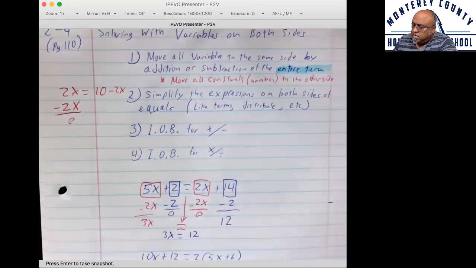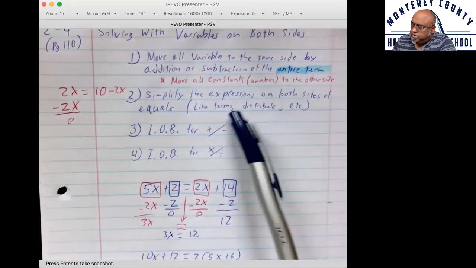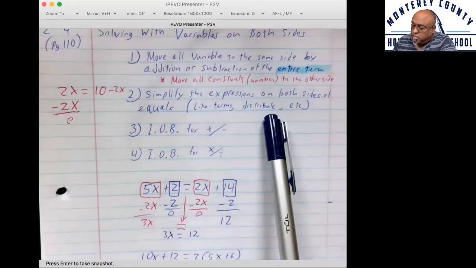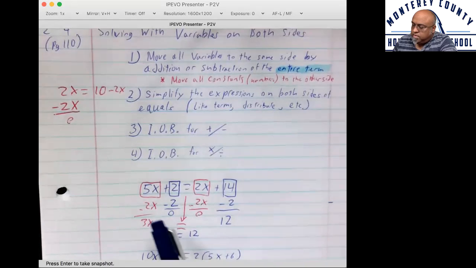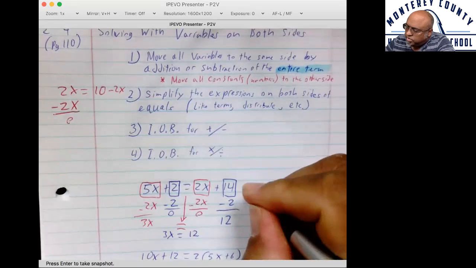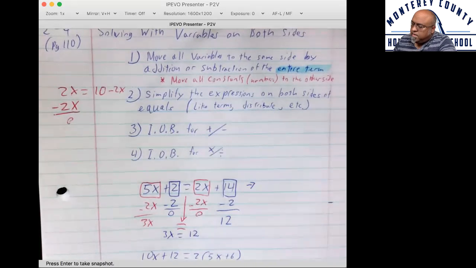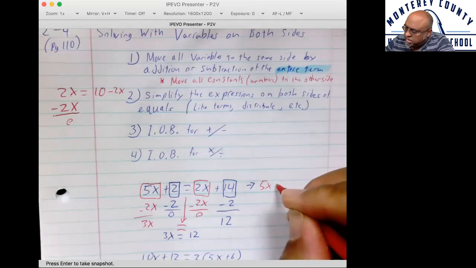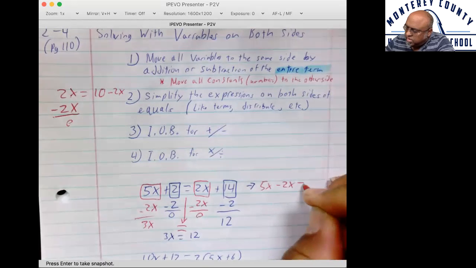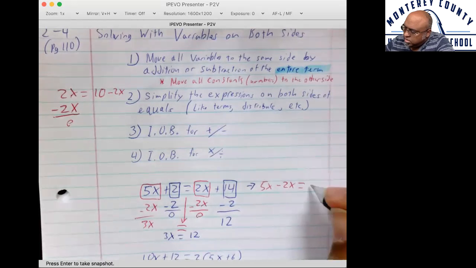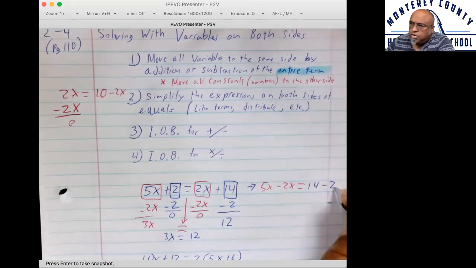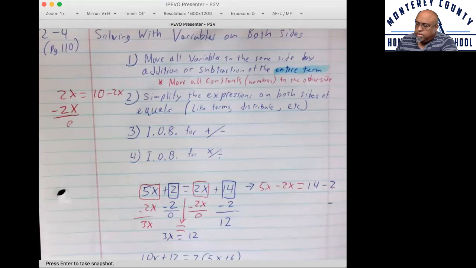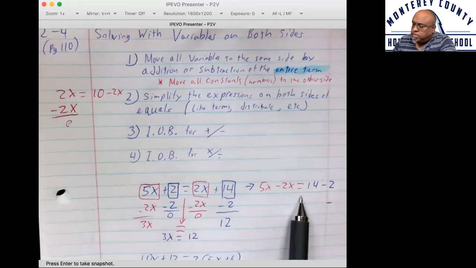Okay, now the second step, simplify. Well, there's nothing left to simplify. I already did it when I moved everything so that I have the x's on the other side. Well, actually, I did the work here because technically I could rewrite this problem once I've moved everything like this. I can say 5x minus 2x is equal to 14 minus 2. Okay, so in that case, yeah, I would still need to do the simplifying.